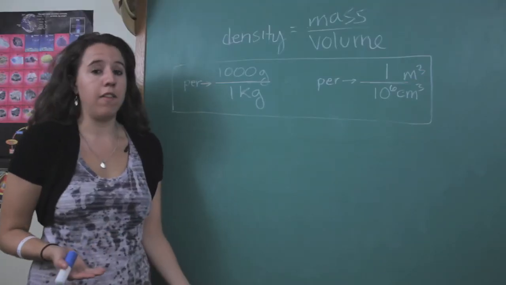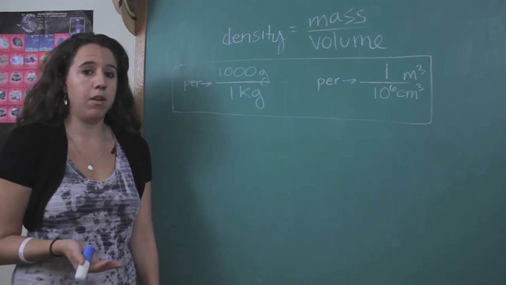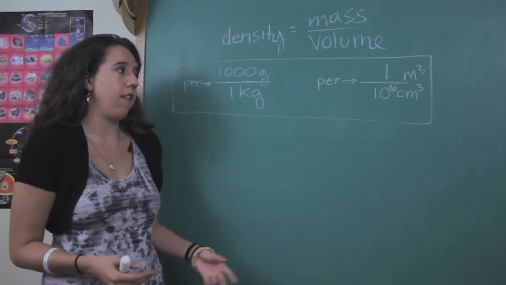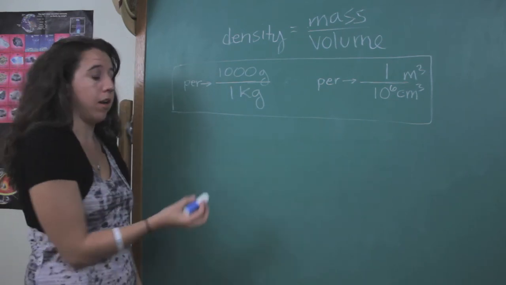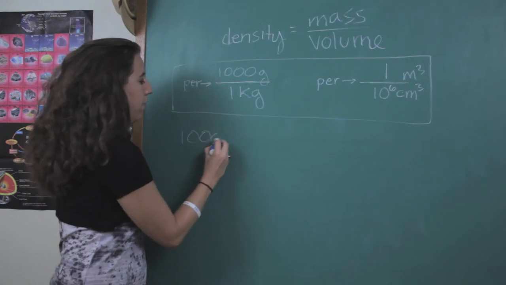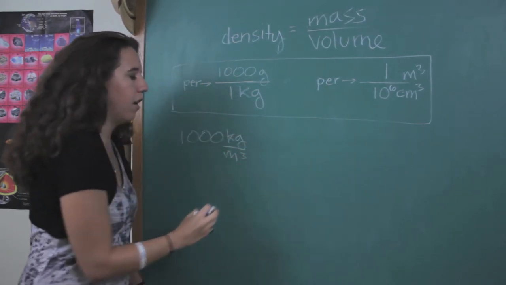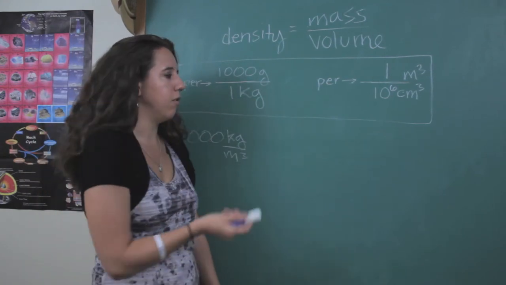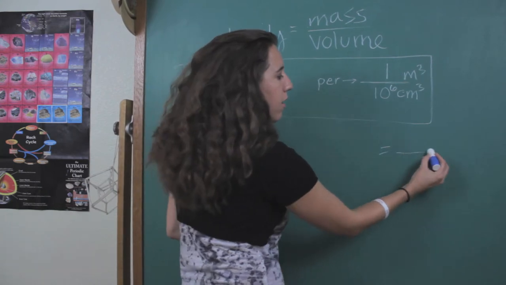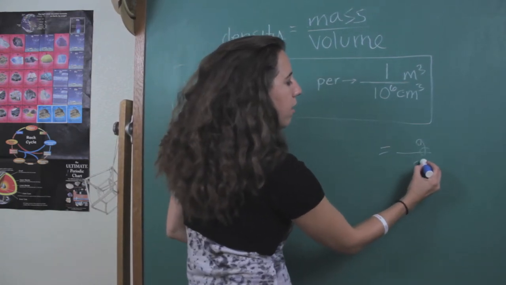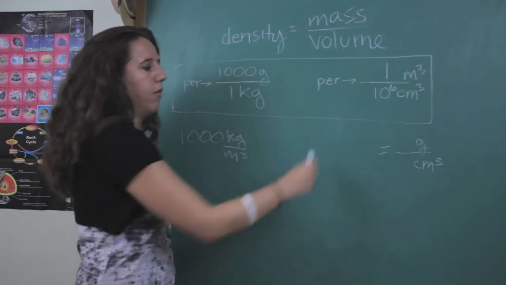So let's say again that your problem gives you 1,000 kilograms per meters cubed for your liquid's density, and then they ask you to find it in grams per centimeter cubed. So you're going to start out by writing what you're given. So that's 1,000 kilograms per meter cubed. And then I find it easier to write down what you're trying to end up with on the other side of your little equal sign. So you're trying to end up with grams here, centimeter cubes there, and then your unknown number there.